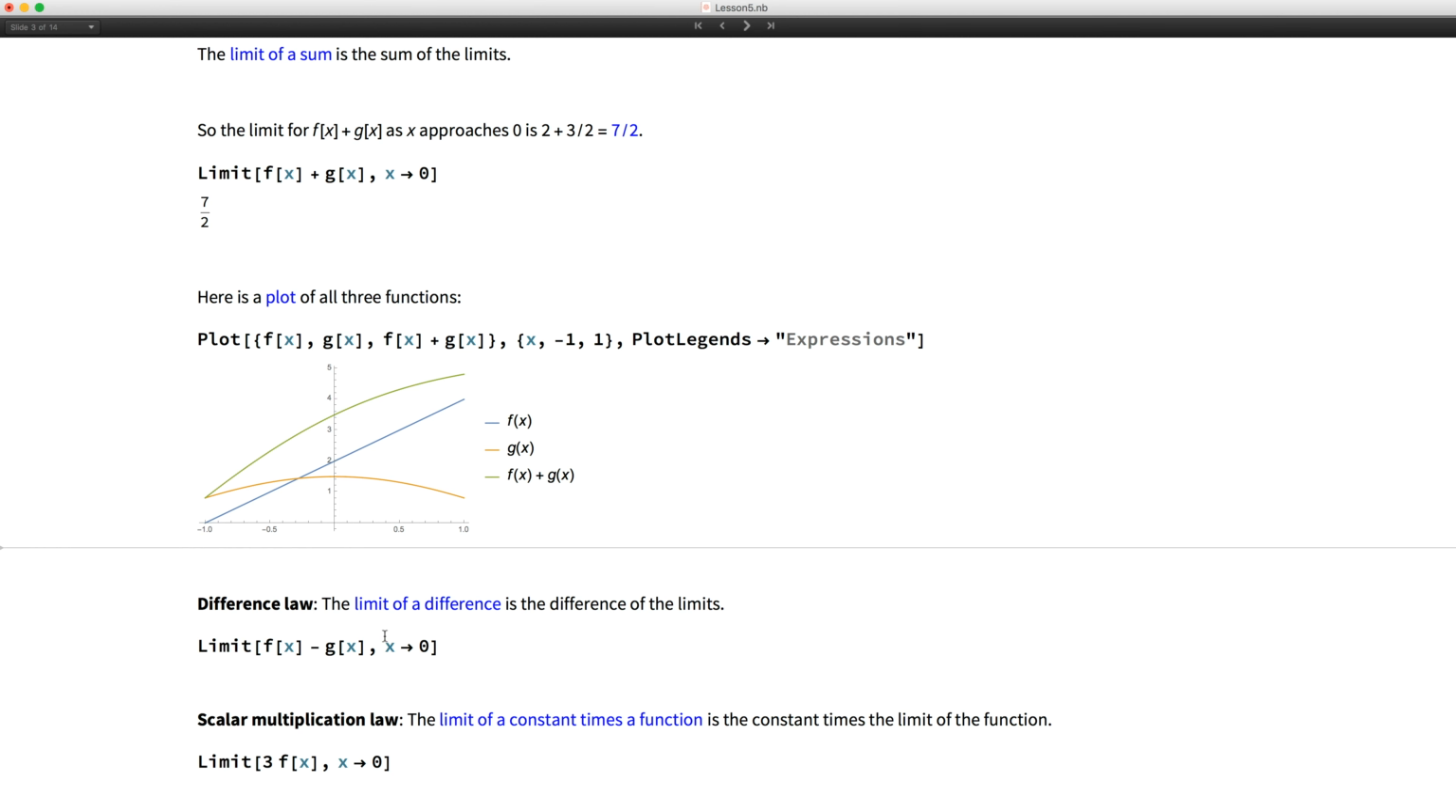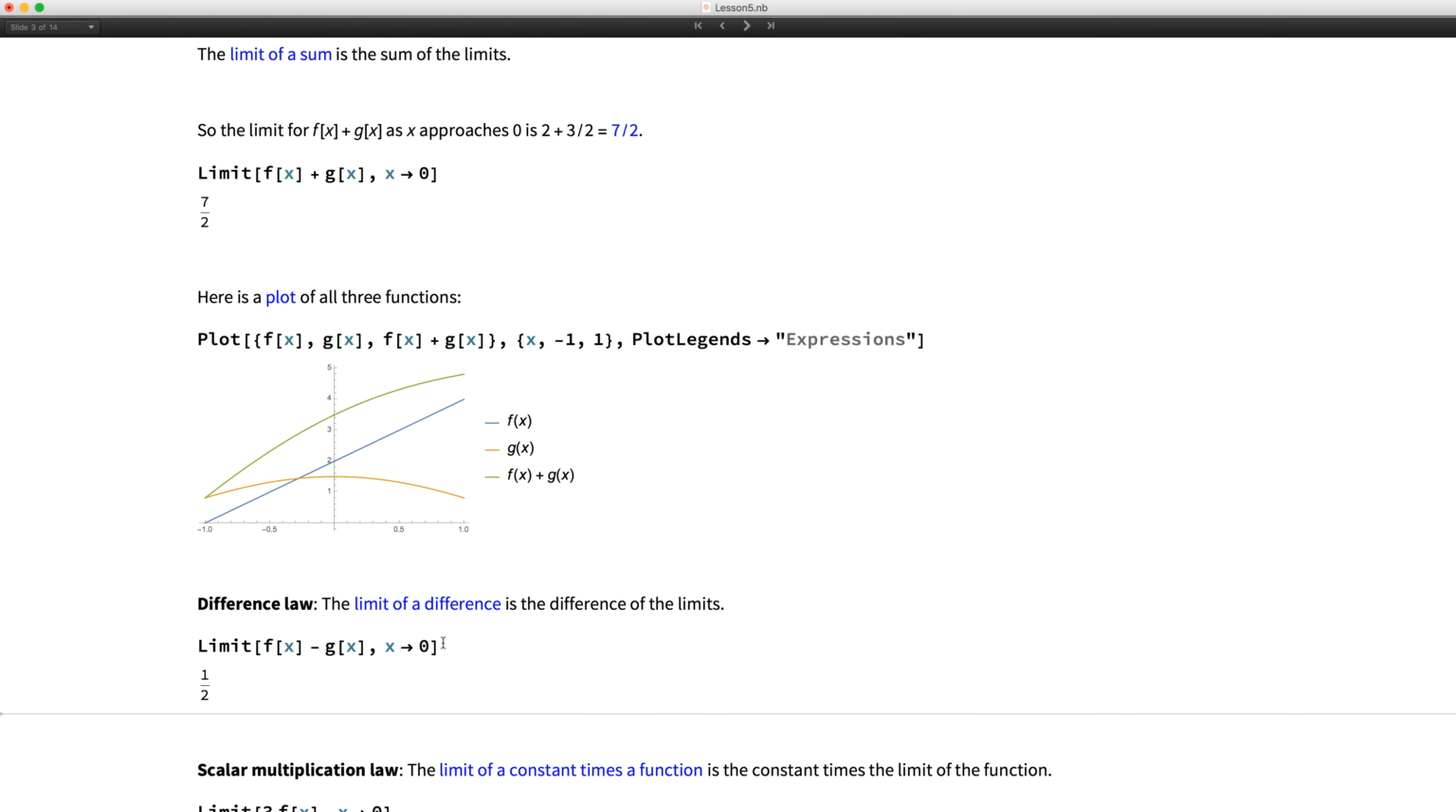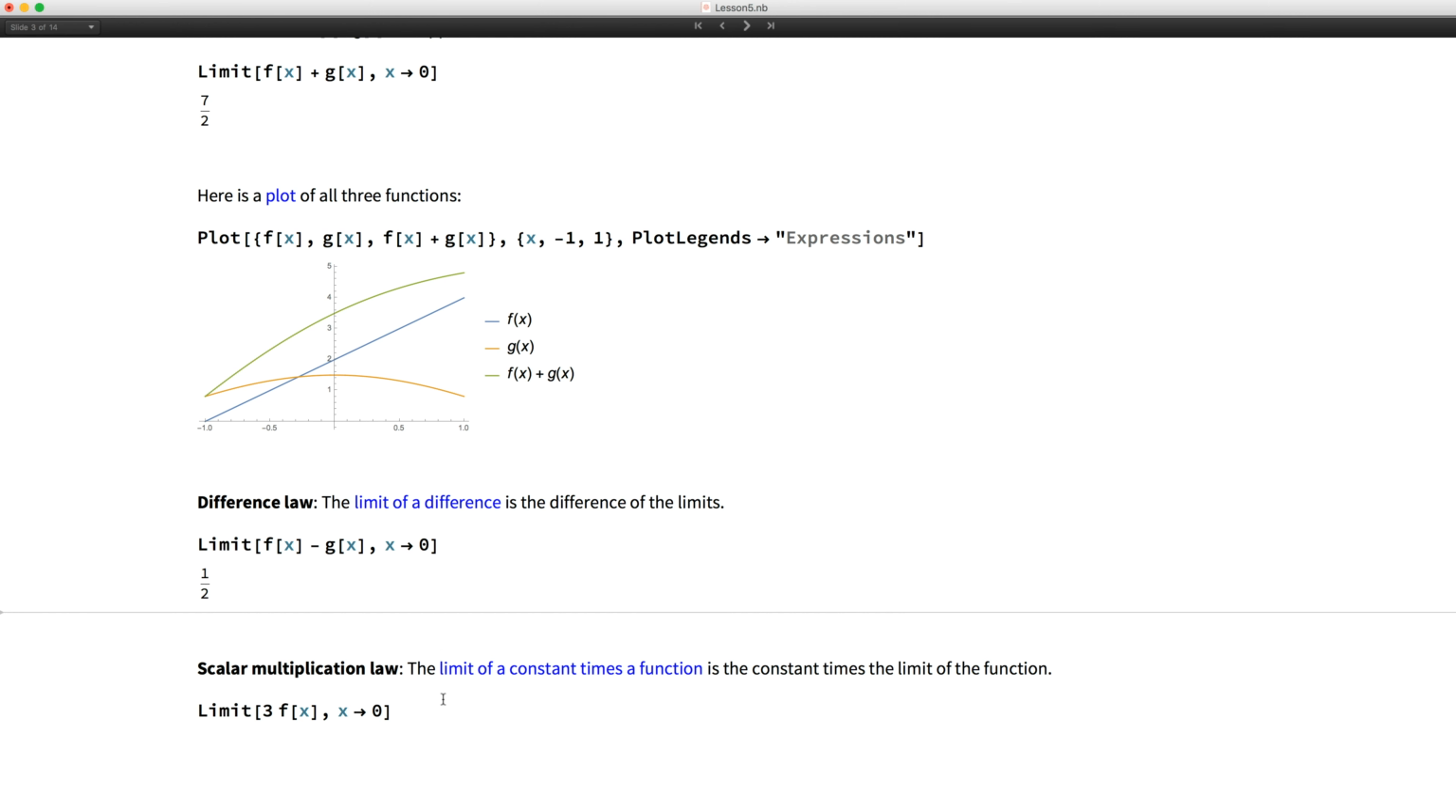Now, along with that, you can also say that the limit of a difference is going to be the difference of the limits. So in our case, it's going to be 2 minus 3 over 2, that's 1/2. And you also have a scalar multiplication law, which lets you multiply a constant by a function, and then you simply do the limit of the function times that constant. So if you want to find the limit of 3 times f of x, it's just going to be 3 times the limit of f of x. So it's 3 times 2 is 6 in this case. So you got the sum law, the difference law, and the scalar multiplication law so far.